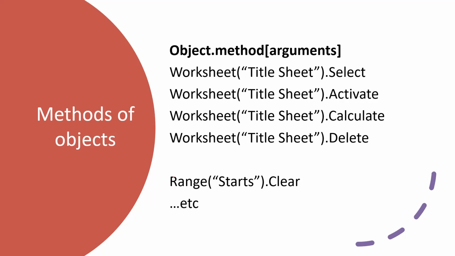A property is something that belongs to an object. A method is something we can do to an object, right? For example, worksheet, title, sheet, the name of the sheet. The name of the sheet, please give me 1 minute.